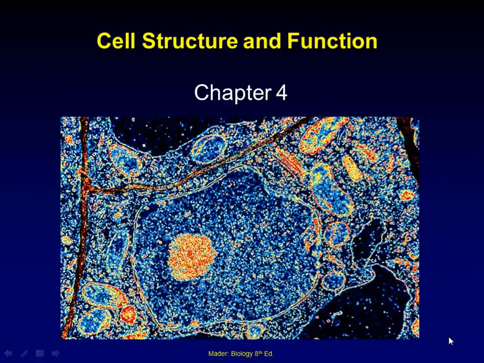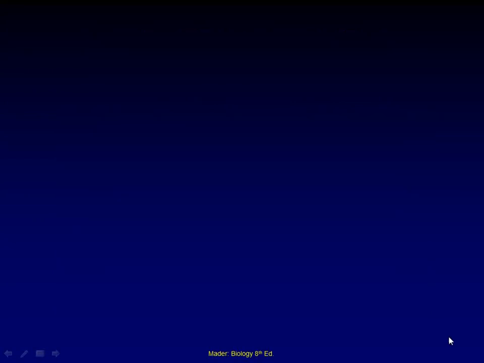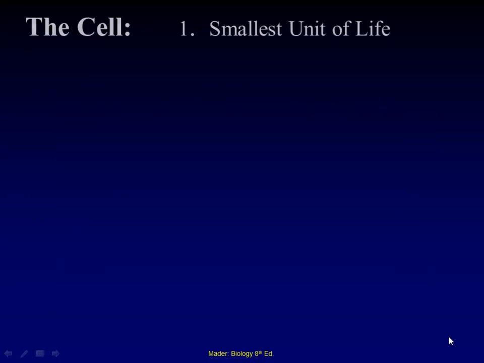Okay, we're going into chapter 4 today, cell structure and function. We've talked about cells previously in other chapters. Today we're going to get into detail. We said earlier in chapter 1 that the cell was the smallest unit of life. I hope nobody missed that on the exam. Cell is the smallest unit of life. That's where we see those 5 characteristics of life emerge.